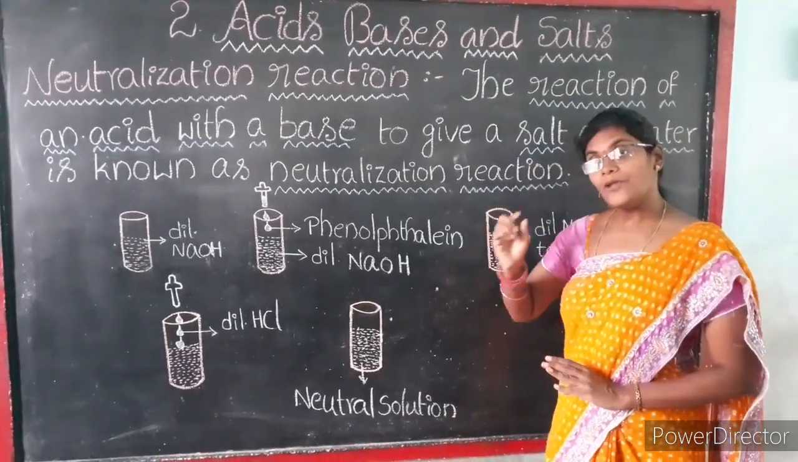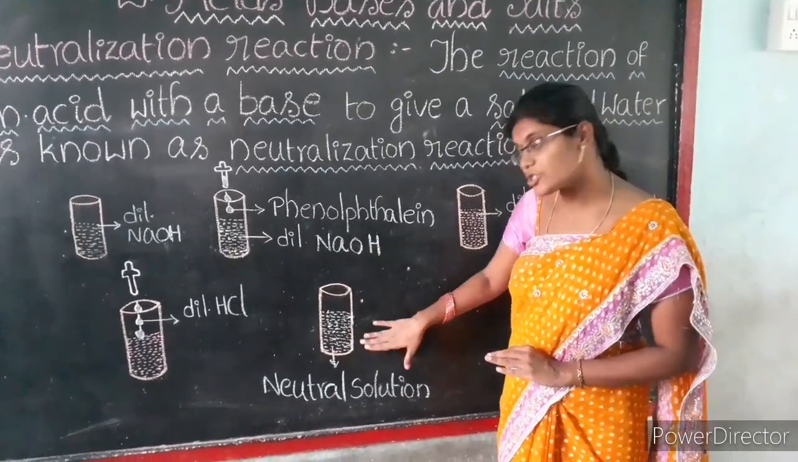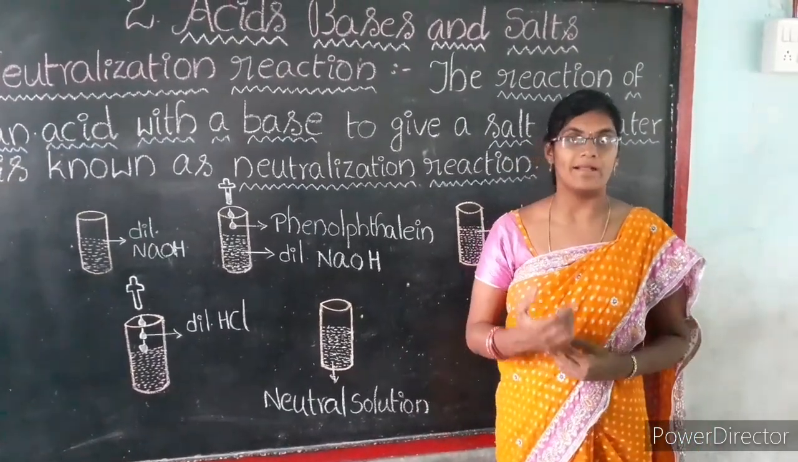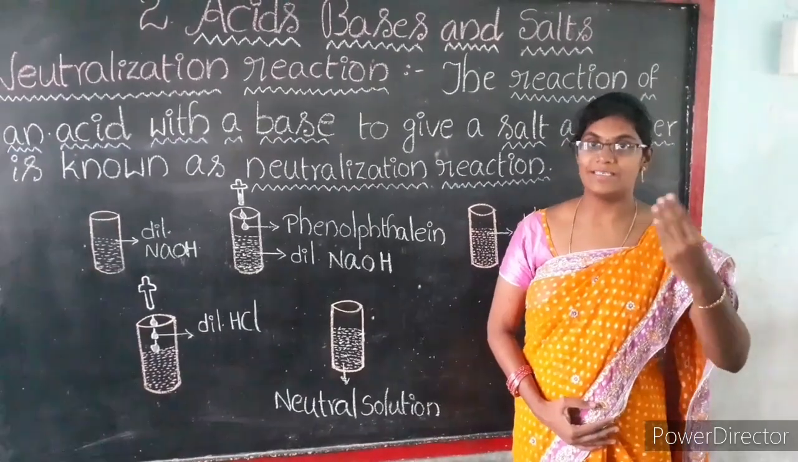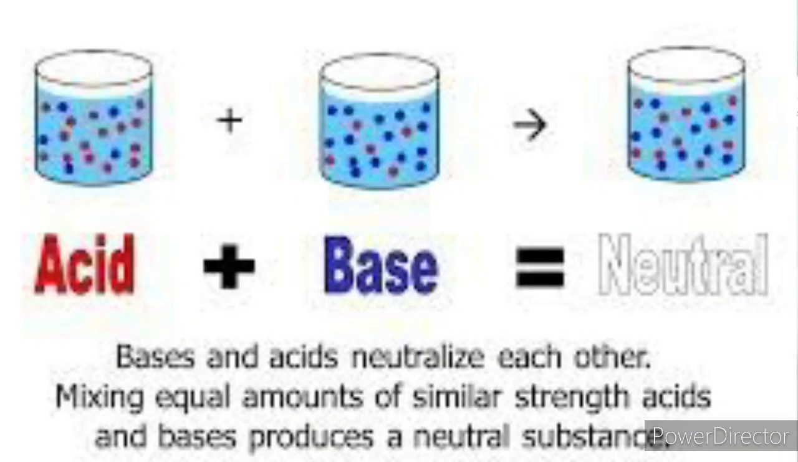But if you add 1 or 2 drops of NaOH solution again to this neutral solution, the color of the solution turns pink. Why? Because the basic nature increases. Again, this solution gets the basic nature. So children, finally, what did we understand from this activity? When a base reacts with an acid, it gives a neutral solution. Here, the neutral solution means it gives salt and water.